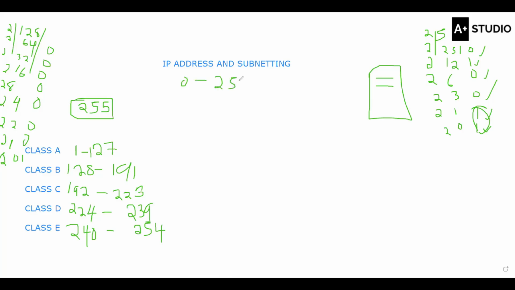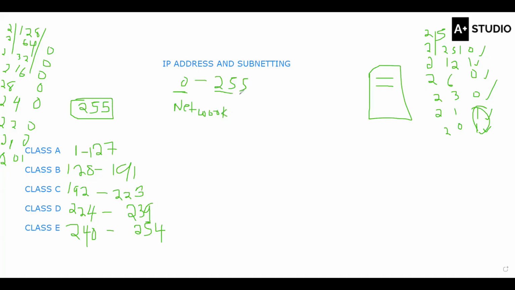Okay, the first IP address, that is 0, is used for network address, or used as the network address, to identify the particular network. Okay, that tells us that this is this particular network. That is the first IP address.